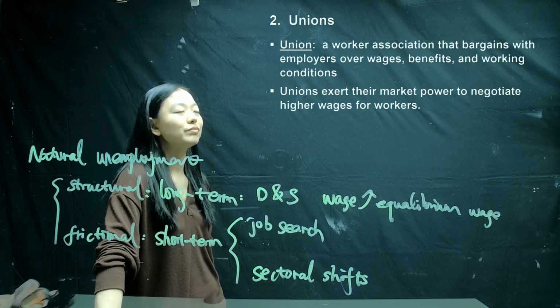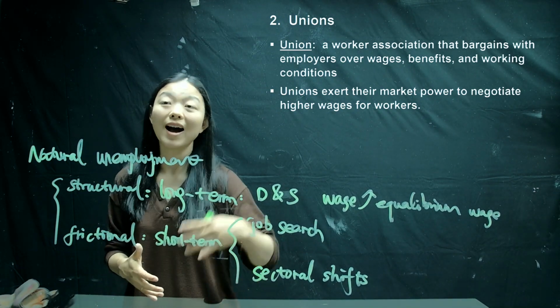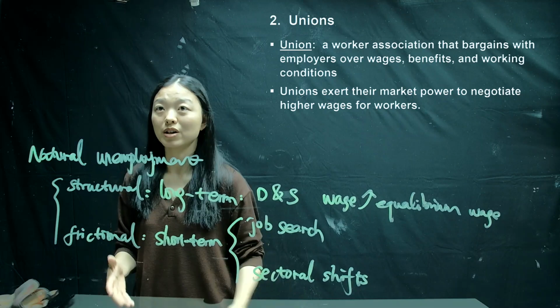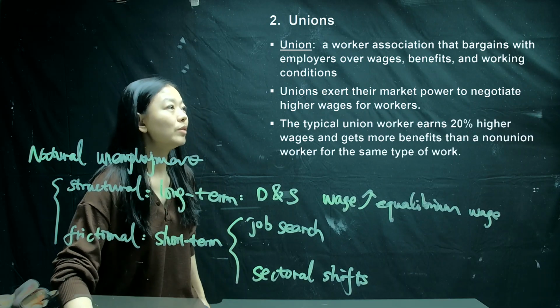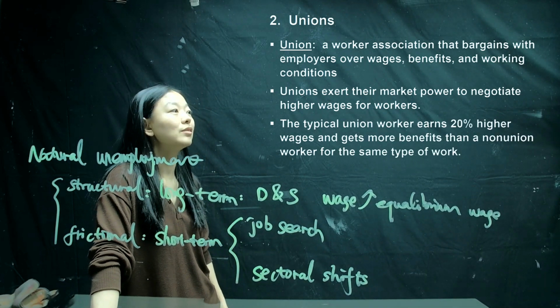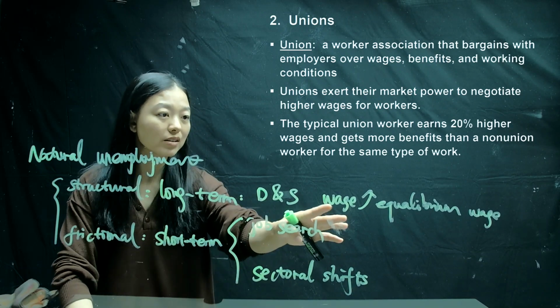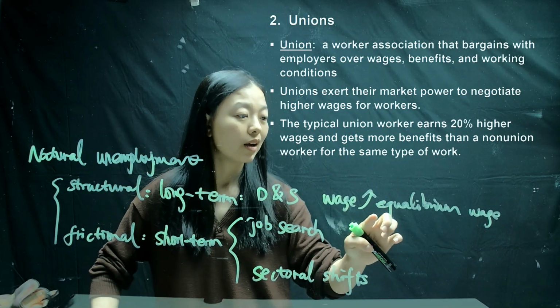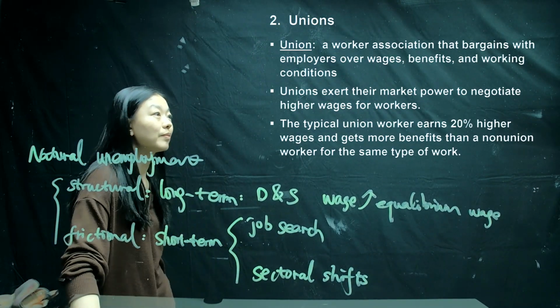Unions use their power to negotiate for higher wages for workers. If not, the workers might go on strike, right? The typical union worker will earn 20% more than people who are not in the union. And that will make the wages above the equilibrium wages and then result in structural unemployment.